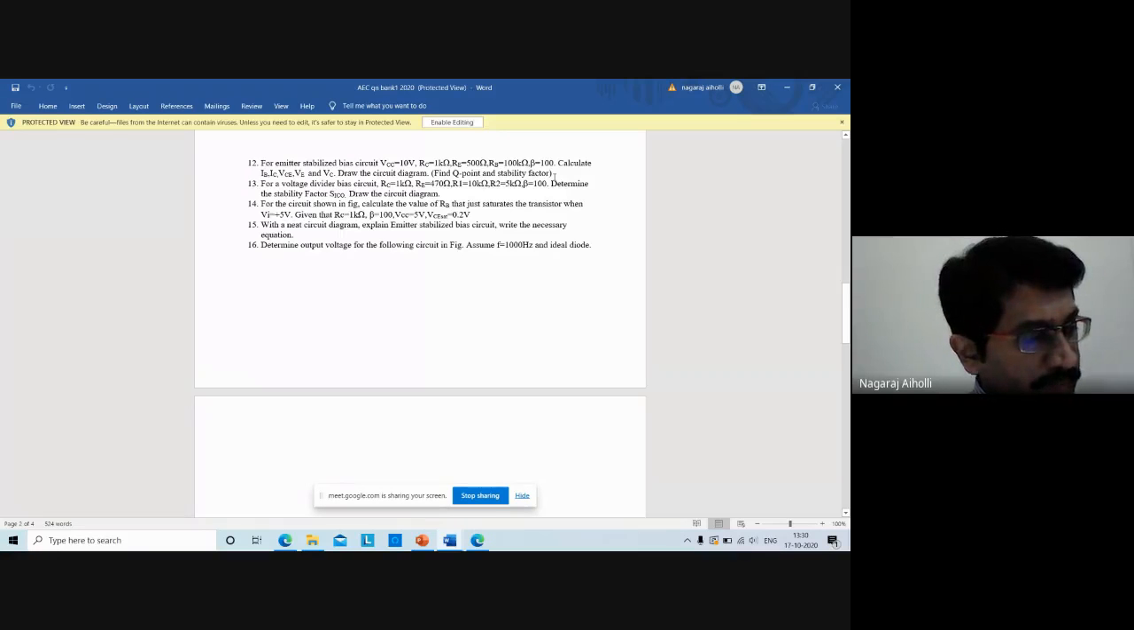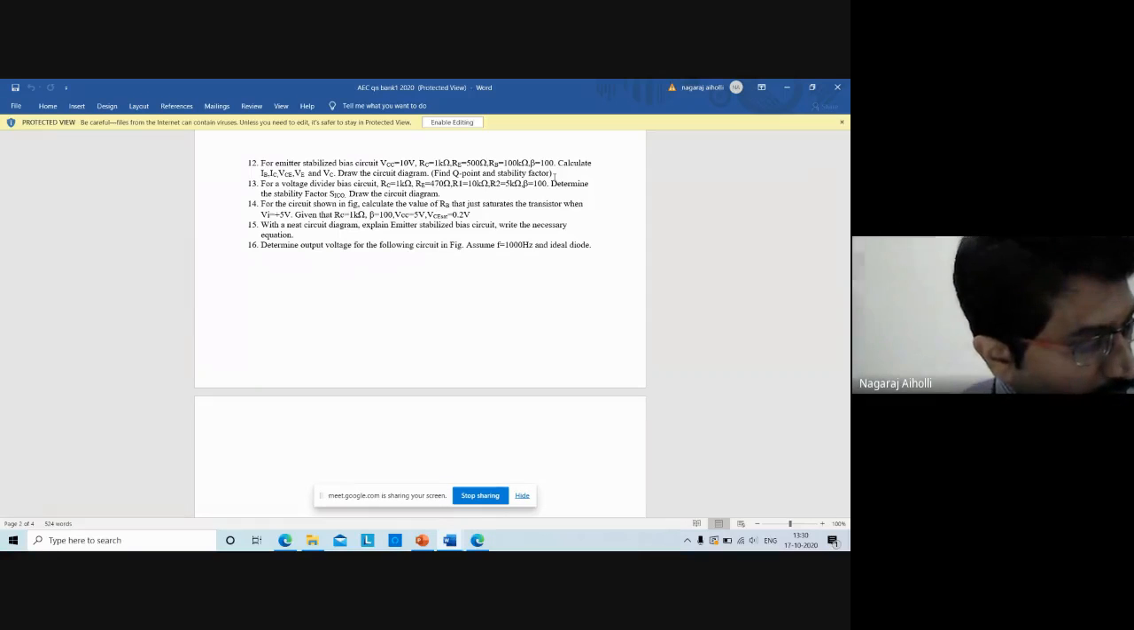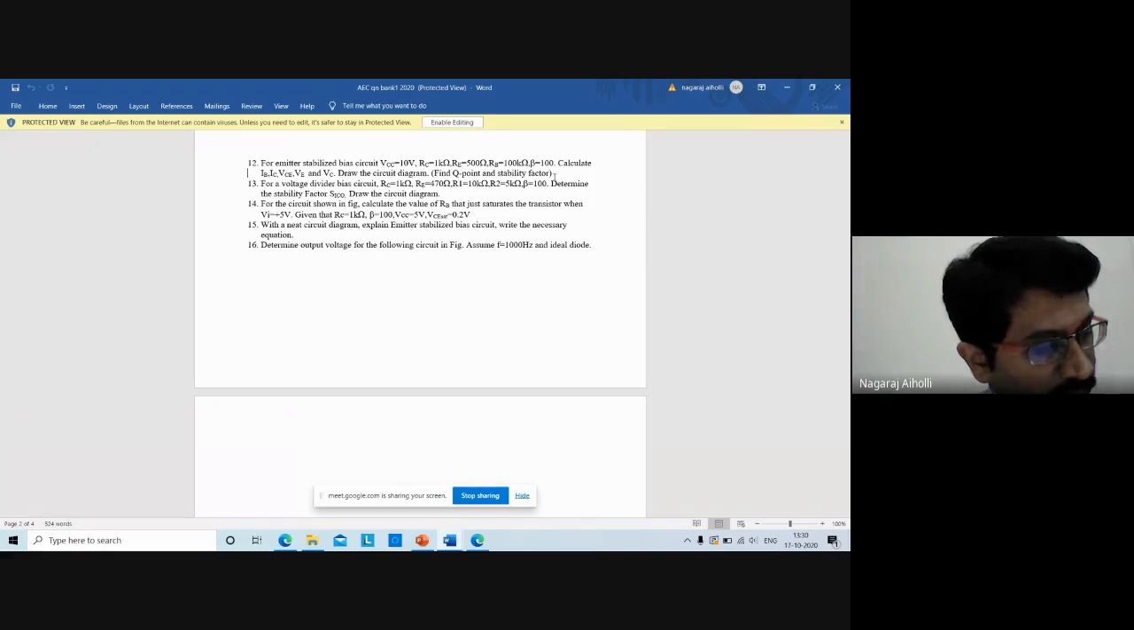For the emitter stabilized bias circuit, you have to find the values of IB, IC, VCE, VE and VC. You have to draw the circuit diagram of the emitter stabilized bias circuit and find the Q point and stability factor also. The Q point is VCE and IC, which you are finding in the first part of the problem itself. Stability factor you have to find out. You have to use the equation for stability factor for the emitter stabilized bias circuit and find that out.